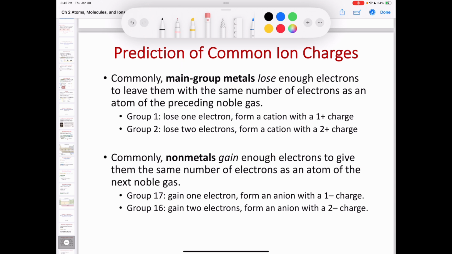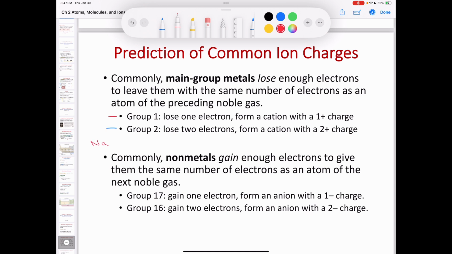One of the conclusions we can draw from that is that any atom in group 1 is going to like to lose 1 electron and form a cation with a +1 charge, whereas metals in group 2 like to lose 2 electrons and form a +2 charge. So an example would be something like sodium.